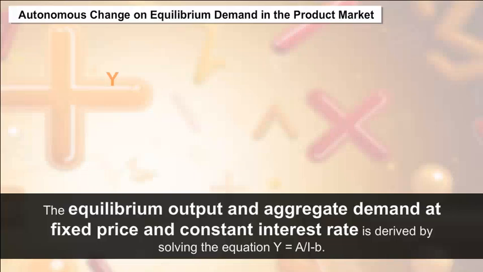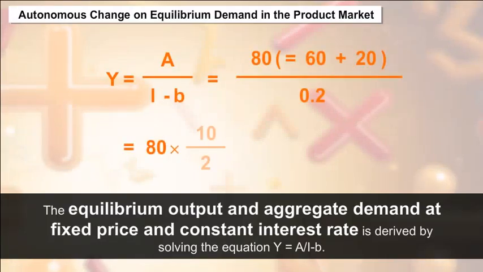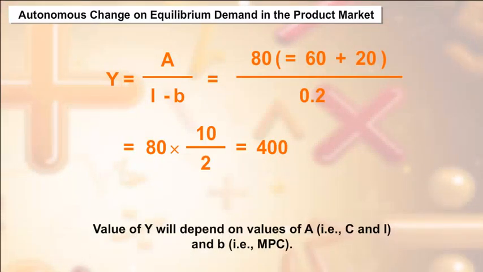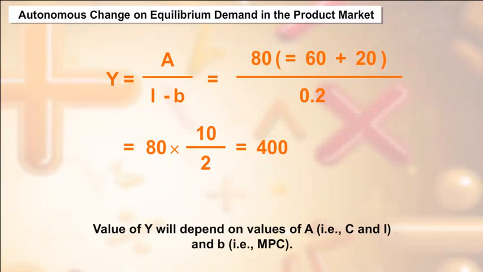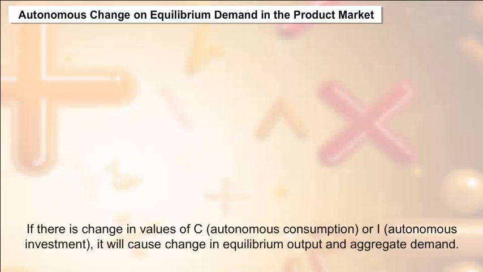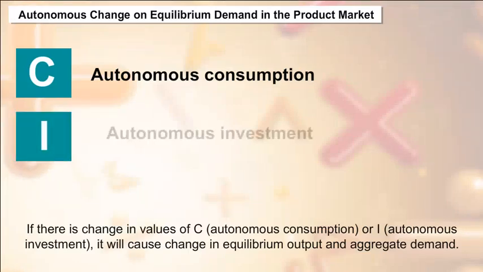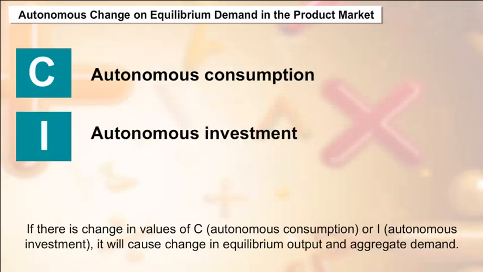The equilibrium output and aggregate demand at fixed price and constant interest rate is derived by solving the equation y is equal to (a + I)/(1 - b). Clearly, the value of y will depend on the values of a, that is C and I, and b, that is MPC. Thus, if there is a change in the values of C, that is autonomous consumption, or I, autonomous investment, it will cause a change in equilibrium output and aggregate demand.